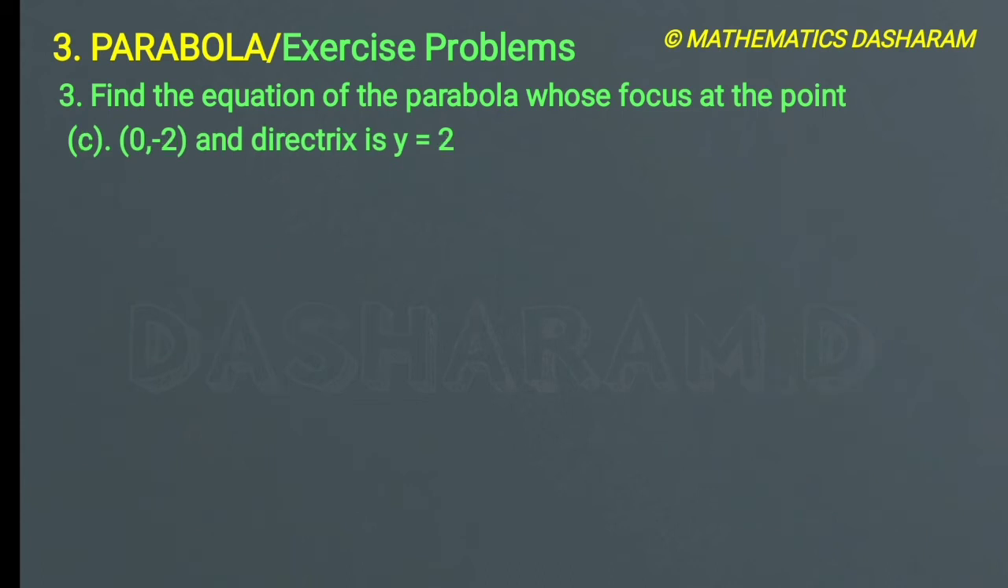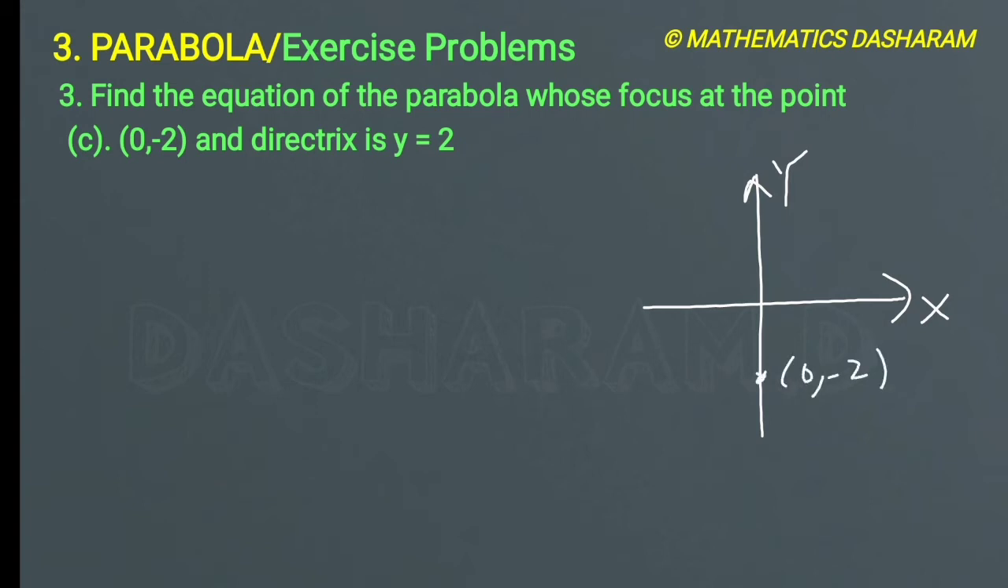C question. Focus is (0, -2) and directrix is y = 2. On the x-axis, y-axis, the point is (0, -2): x coordinate 0, y coordinate -2. So here you will get (0, -2). That means the parabola opens downwards and its name is x squared. Its standard form is x² = -4ay.